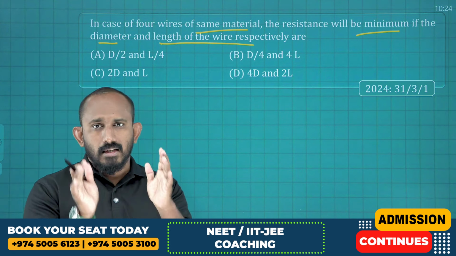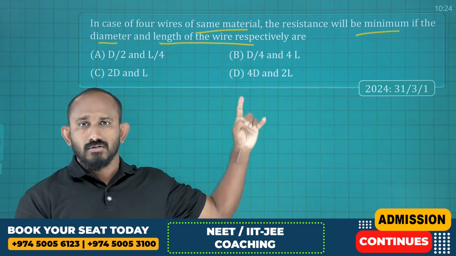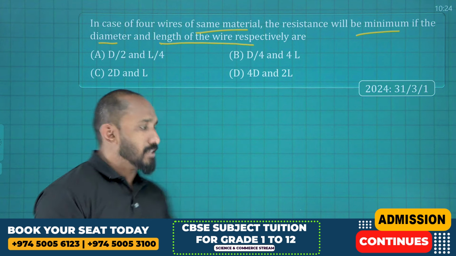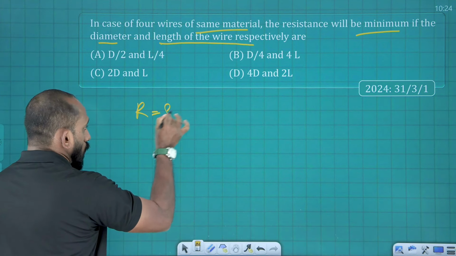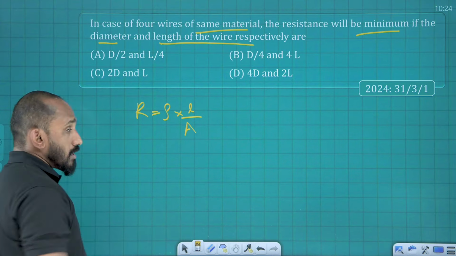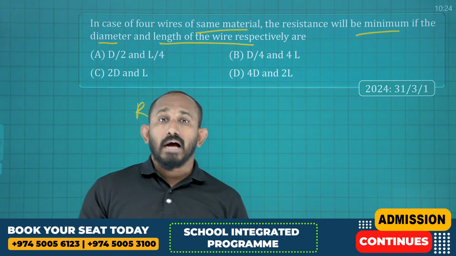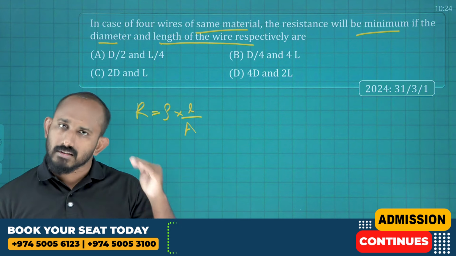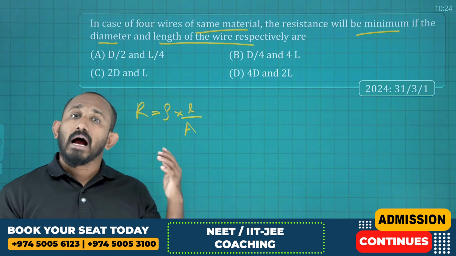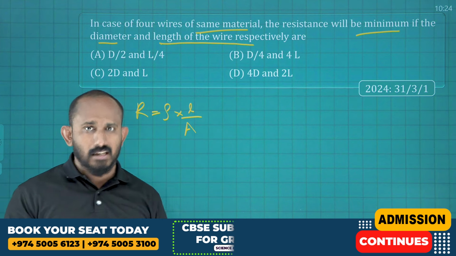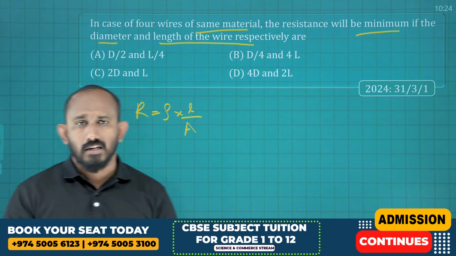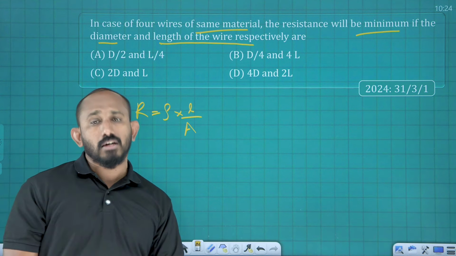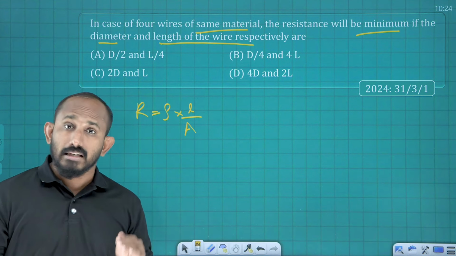Here the nature of the material is the same for all 4 wires, so all of them have the same resistivity. Then we studied the resistance R is equal to rho into L by A. Resistance is directly proportional to length and inversely proportional to area of cross section. So as the length increases, resistance increases, and as the area of cross section increases, resistance decreases. Here the material is same, hence resistivity will be the same for all 4. Then you have to check the L by A ratio. If it is minimum, then resistance is minimum.